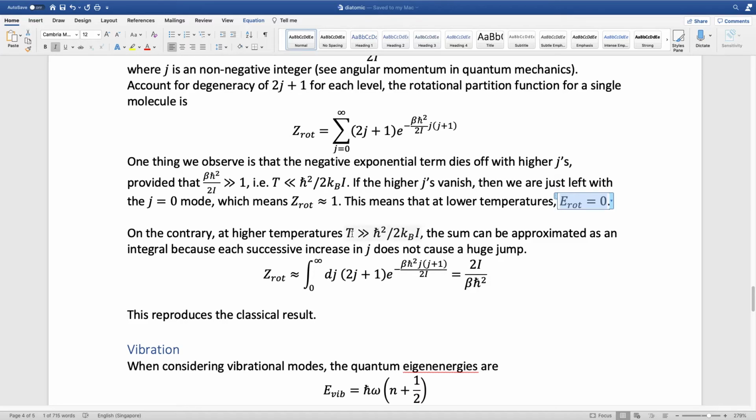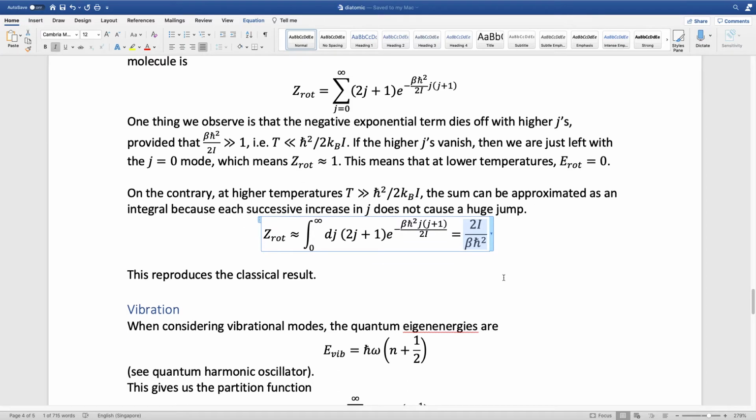In contrast, in the limit of high temperatures, the sum can be approximated as an integral, because each successive jump in j does not cause a huge jump in the total term in the exponent. You realize that this is a very nice integral, and you get this. And this reproduces the result we got previously for the rotational partition function.